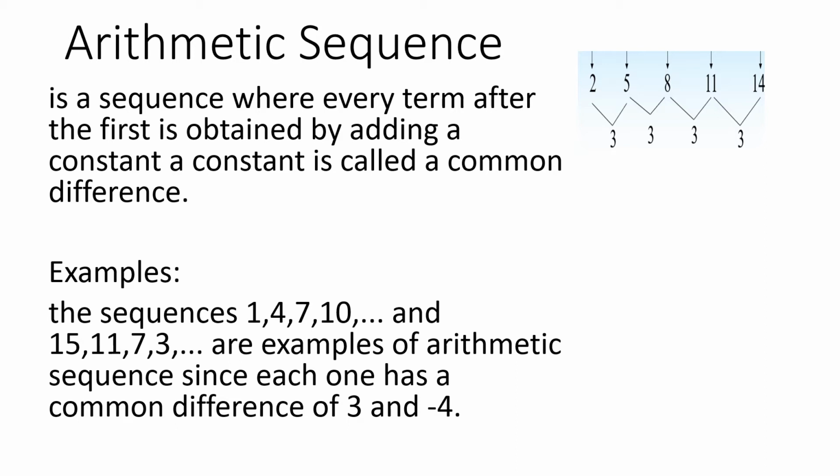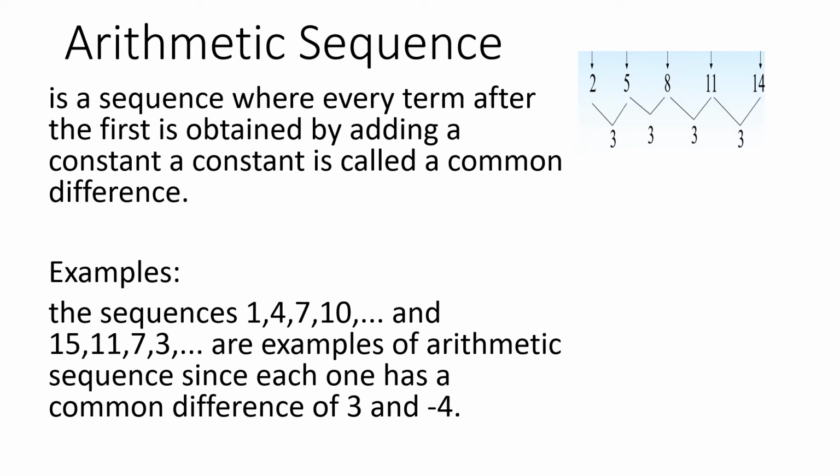Next, arithmetic sequence. When we say arithmetic sequence, it is a sequence where every term after the first is obtained by adding a constant. This constant is called the common difference. Say for example, these numbers. We have 2, 5, 8, 11, and 14. So as you can see here, to obtain the next term, you are adding a constant, called the common difference, which is 3. So you add 3 to get the next term. Say for example, 2 plus 3 is equal to 5, 5 plus 3 is equal to 8, 8 plus 3 is equal to 11, and 11 plus 3 is equal to 14.